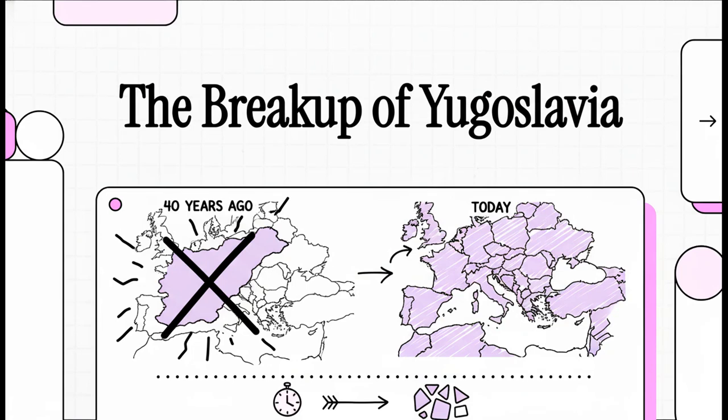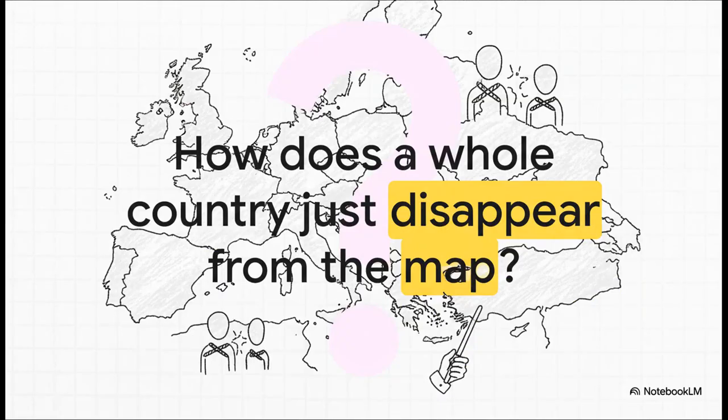Have you ever looked at an old map and seen a country that just isn't there anymore? Well, if you look at a map of Europe from about 40 years ago, you'd see a big country in the southeast called Yugoslavia. Look at that same spot today, and it's gone. So that's the big question, right? How does a whole country just vanish? It's not some kind of magic trick. It's a really powerful story about people, about politics, and about what happens when the things that hold a nation together just fall apart. So let's get into it.